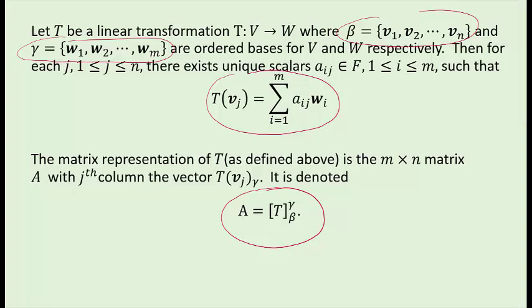So listen closely to the words. We're taking the vectors from beta and we are applying the linear transformation to those vectors, and then we are expressing them in terms of the ordered basis in W, and we are using their coordinate vectors as the columns in this matrix for T. Listen to that sentence a couple times, and then I think you'll see it when we look at examples.